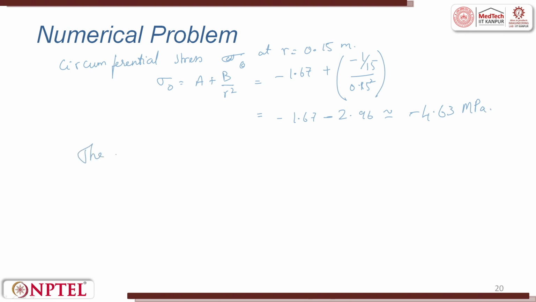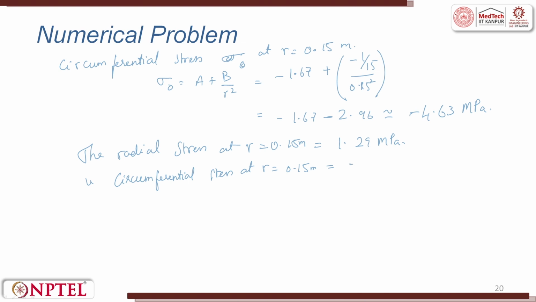So the radial stress at r equal to 0.15 is 1.29 MPa. The circumferential stress at r equal to 0.15 meter is equal to minus 4.63 MPa.